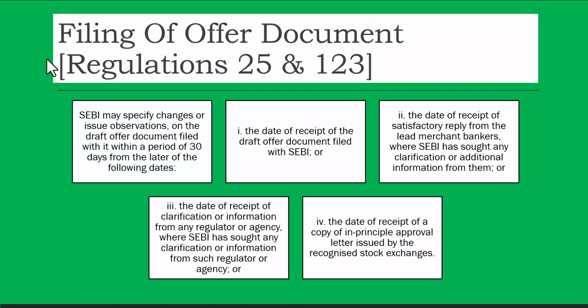And the date of receipt of copy of in-principle approval letter issued by the recognized stock exchange. So the stock exchange also needs to give an in-principle approval, that there is no objection if the shares get listed on the designated stock exchange. So the 30 days will start after the last event happening of which are the points given here. Okay.